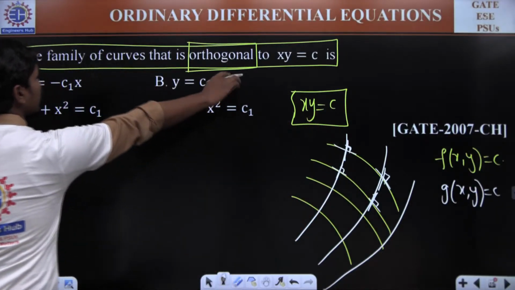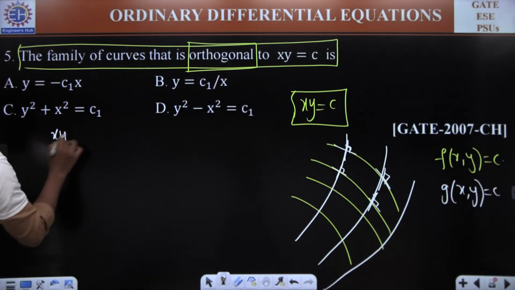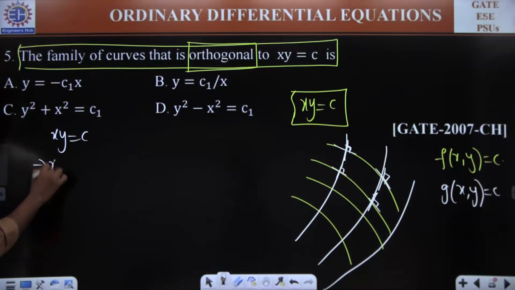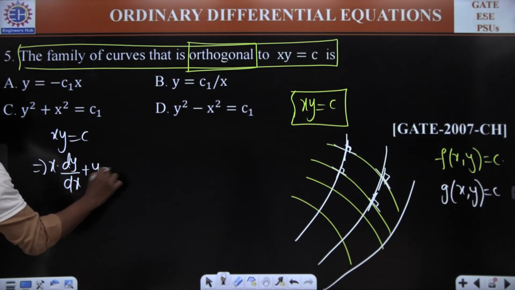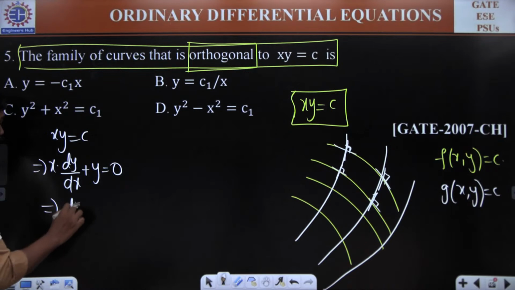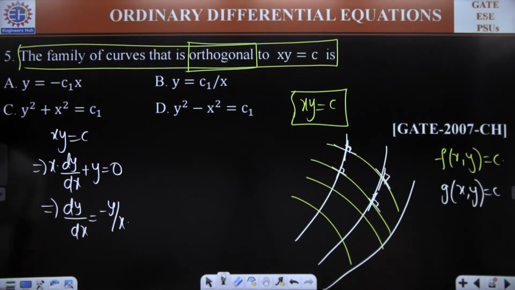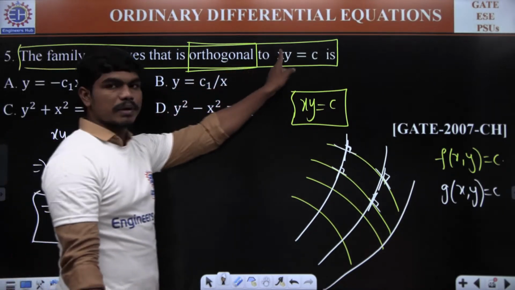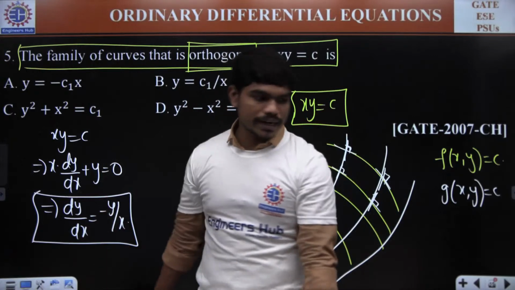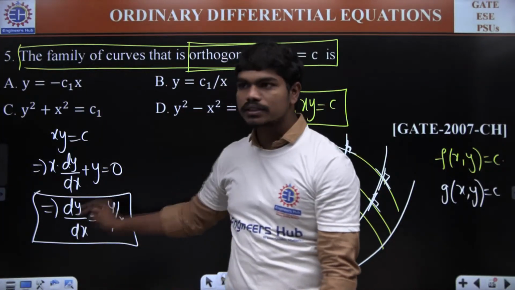So first of all, let us try to find what is dy by dx from this value. xy is equal to constant, so which means x into dy by dx plus y is equal to 0, which means dy by dx is equal to minus y by x. Correct? This is what you have. So if you want the slope at any point for this particular curve, the value of the slope is minus y by x.